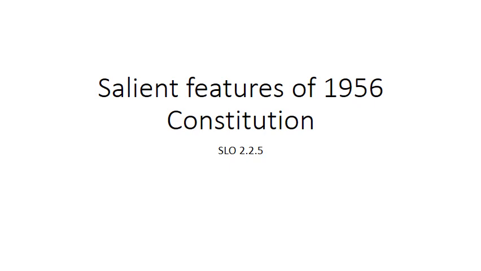Salient features of the 1956 Constitution and its SLO number 2.2.5. The first Constitution of Pakistan, the Constitution of 1956, was implemented on 23rd March 1956 after the fall of 3 governor generals, 4 prime ministers and 2 constituent assemblies.